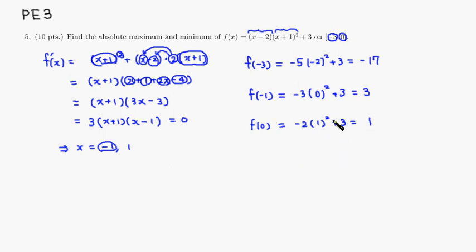So you can see that the largest value is positive 3, so this is the absolute maximum. And the smallest value is negative 17, so this is going to be the absolute minimum.